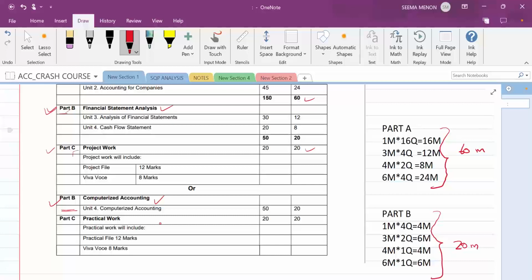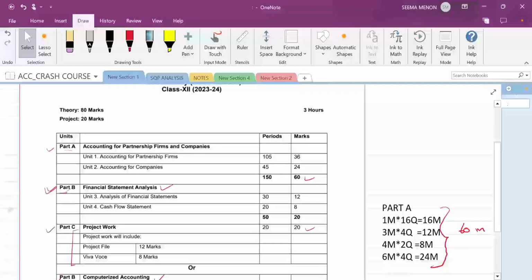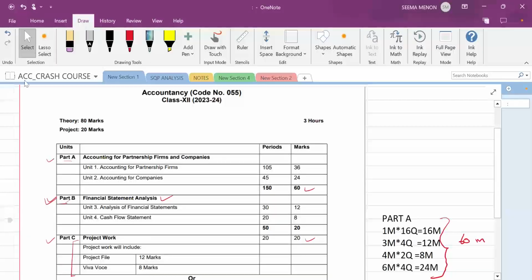Then comes the practical work in accountancy. That is the project and file for 12 marks, and the viva is for 8 marks. Now coming to book 1. Sorry, it was muted. Part A has a total of 60 marks, and part B has 20 marks.